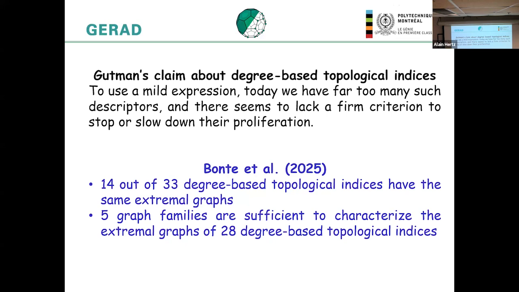Even if one is a logarithm of I don't know what, and the other one is a square root of something, they're totally different functions, but the optimal molecule is the same for 14 of them. And for 28 of the 33, we have only 5 families of graphs that are sufficient to characterize all optimal molecules. Strange. While the functions are totally different. So we said there should be a reason for this. So why do they all come to the same optimal molecule? So that's how we started our research.